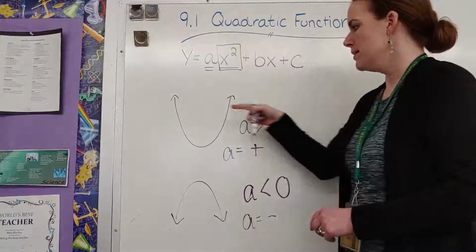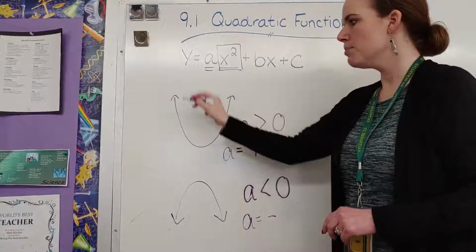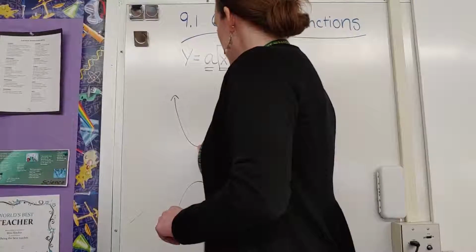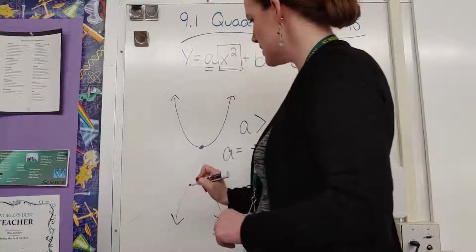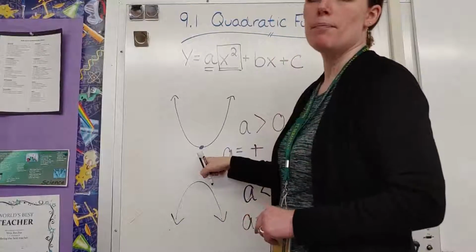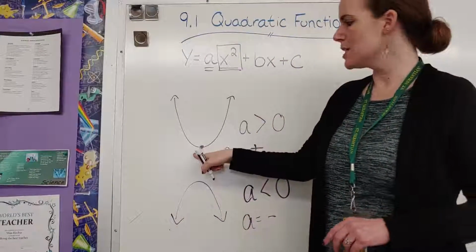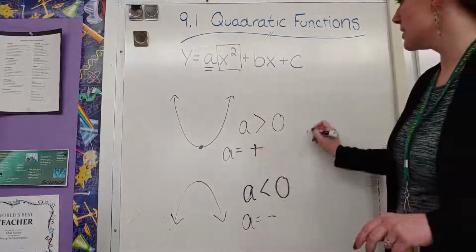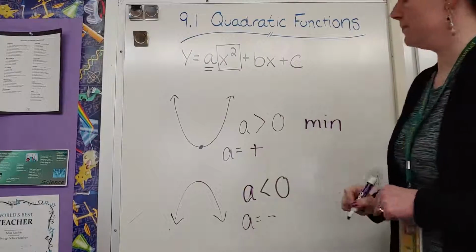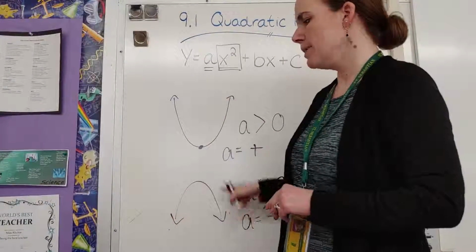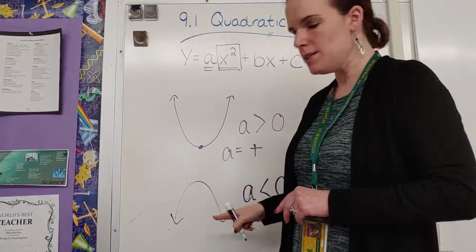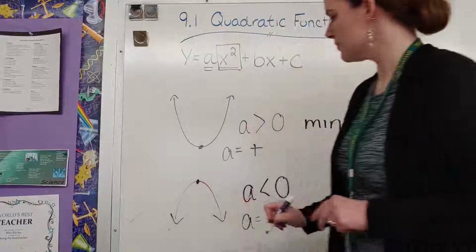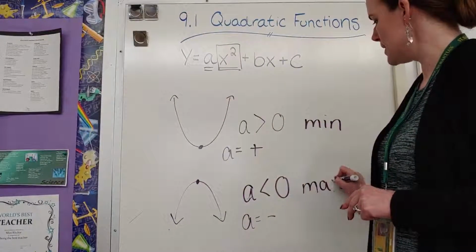If your parabola is an upward facing parabola, so a smiley face parabola, this value right here, called the vertex, would be a minimum. It's a minimum because it's the lowest point. So if you have an a value greater than 0, you have a minimum. If you have a parabola like this, it's the frowny face parabola, so you know your a value is negative, then your vertex is the maximum. It's the high point.